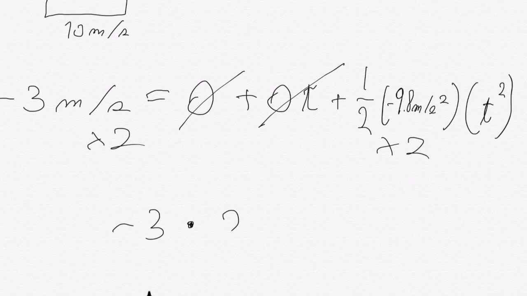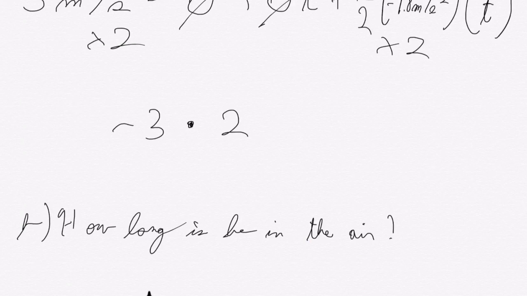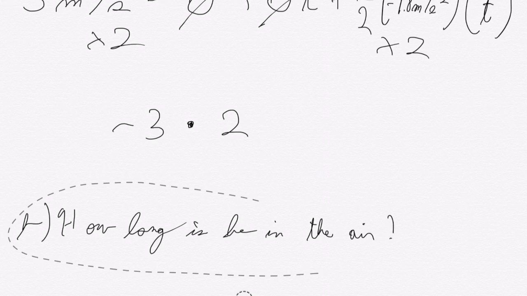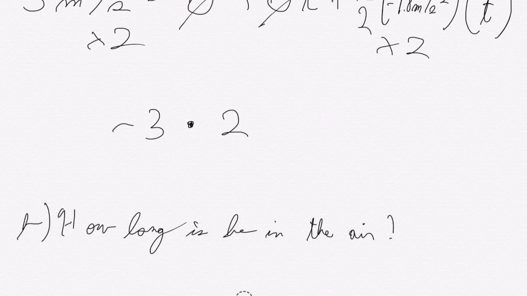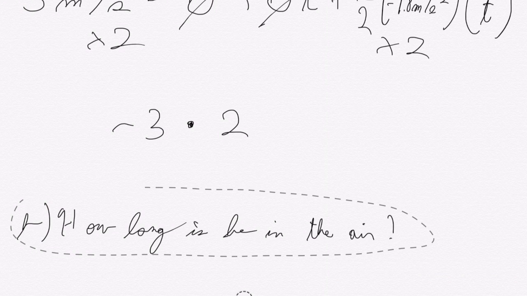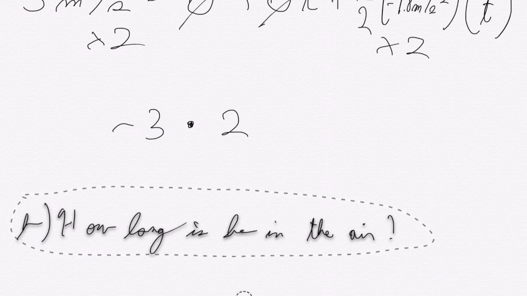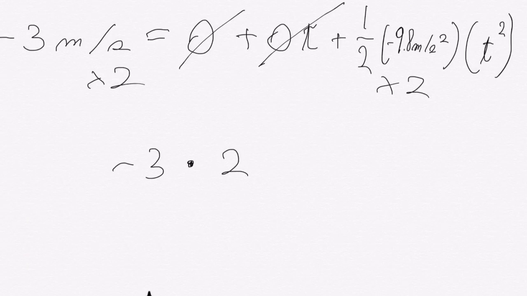I'm going to leave everything in a constant. I'm not going to simplify any equations like that. I'm just going to leave negative 3 multiplied by negative 2 as the answer right now. And we're going to go over, because we want to get t by itself, simple math, we just divide by negative 9.8 meters per second.